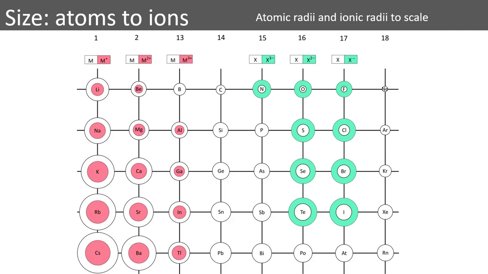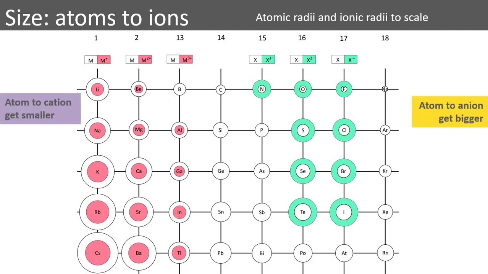So elements on the left-hand side, towards the bottom of the table, tend to form cations, and elements on the right-hand side, excluding group 18, tend to form anions. We said that taking an electron away reduces the size of an atom, and taking successive electrons away each time significantly reduces the size of the ion.